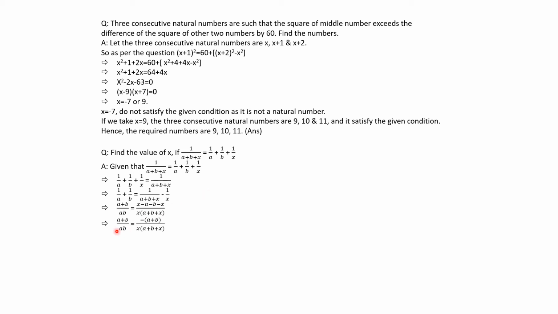Now again, on both left hand side and right hand side, a plus b gets cancelled, or we can write it as 1 by ab equals minus 1 by x into a plus b plus x, or you can write it as x square plus a plus b whole into x plus ab equals 0. x into x is x square, x into a plus b is x into a plus b, and ab comes to the right hand side of the equal to sign as minus ab. When you take it to the left hand side, it is plus ab.